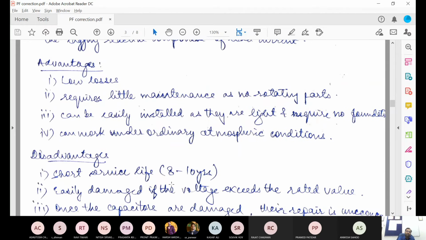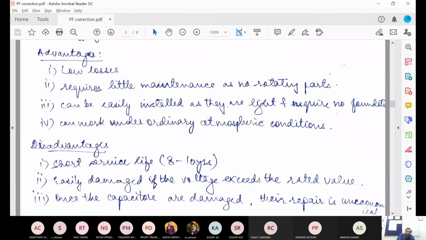The disadvantage is that it has a short service life, usually 8 to 10 years. One might say that is also significant, but when we are talking about the power system, the lifespan is of several decades. So this is relatively a shorter lifespan. It is also easily damaged if the voltage exceeds the rated value.